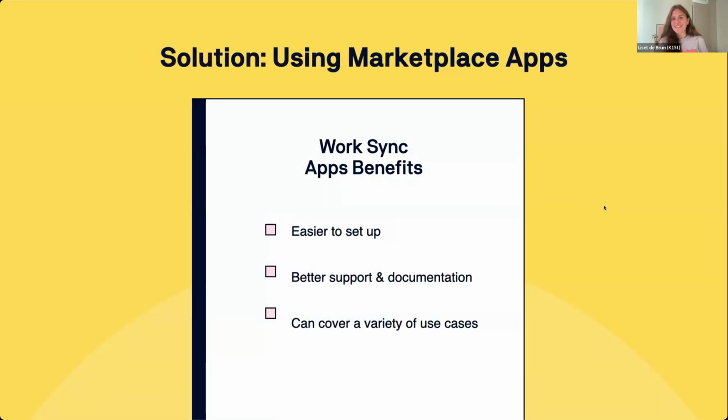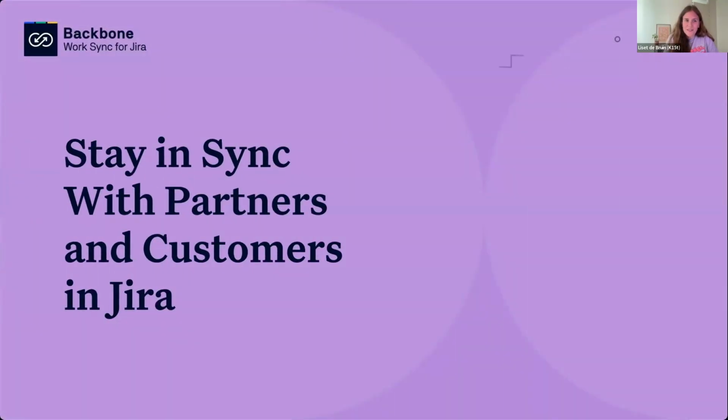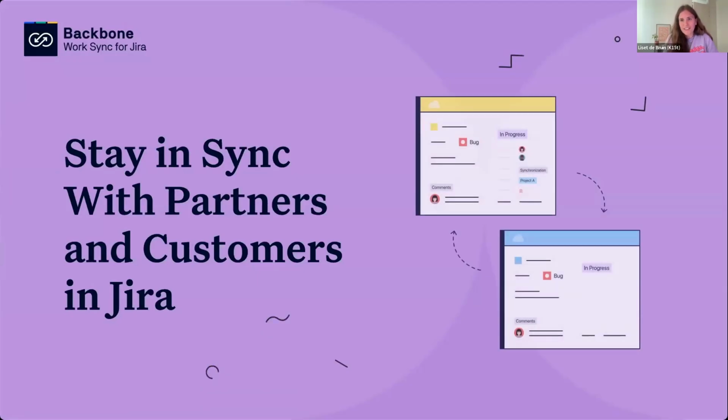Yeah, so we'll dive in a little bit into what if it's not enough for you to use automations, it gets too complex, you need to set up too many rules and hit those limits, and then a syncing app might be useful for you, which is easier to set up. It's built exactly for that use case. There's of course dedicated support and documentation, and it covers a variety of use cases. So I'll show that to you with Backbone WorkSync, which is one of the apps and the one that we built at K15T.